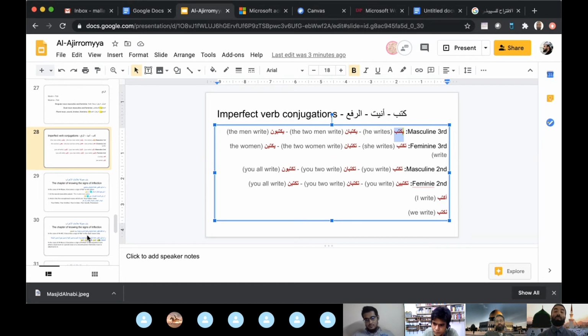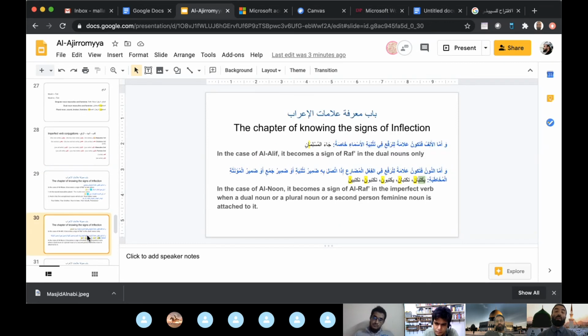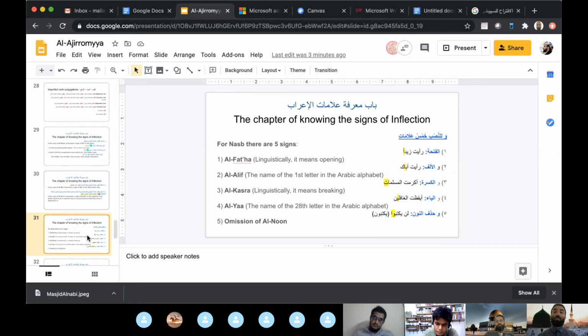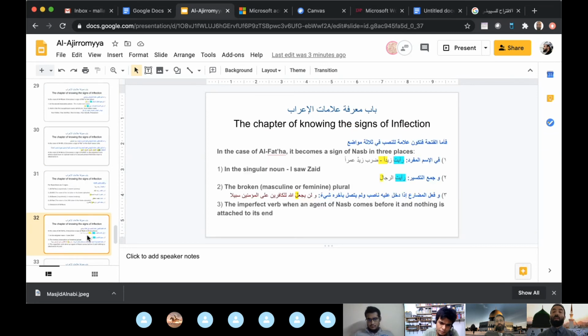Now, what the author is saying here is, if nothing is attached to its end, that means its inflection is not with a noon, but rather with diacritical marks. So he's saying that the imperfect verb, when an agent of nasab comes before it and nothing is attached to its end, its sign of nasab will become a fatha.